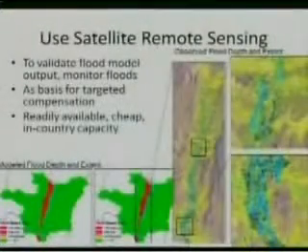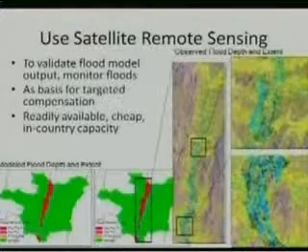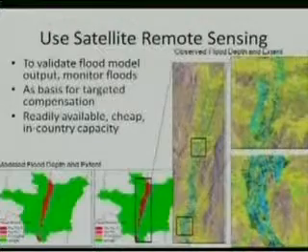One is to validate and calibrate the output of hydrodynamic models, to see whether the extent that these models predict, as shown here at the bottom left, actually corresponds to the extent that satellites can observe in the field, as shown in the example on the right here. That's an example from Thailand. The other role for remote sensing, similar to the work in Jamaica, would be to give us a more refined picture of what the actual impacts were and use that information as a basis for designing policies, or more broadly as a basis for targeted compensation to affected farmers and farming communities.